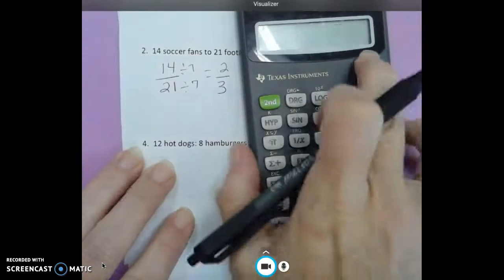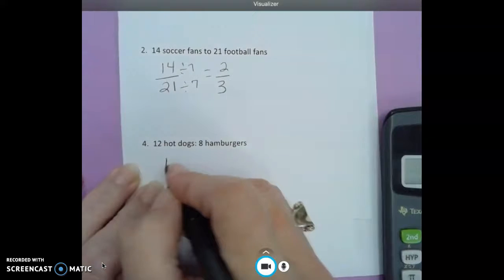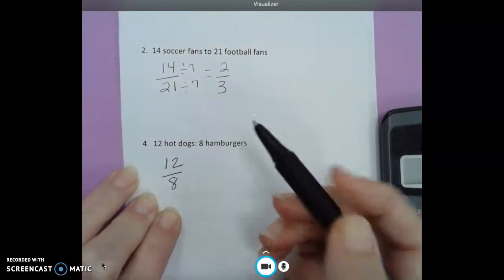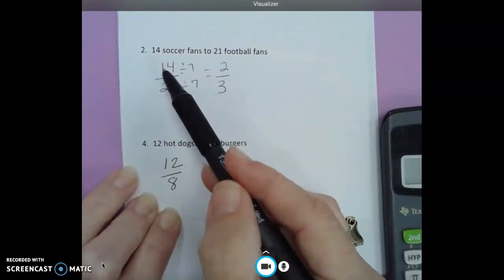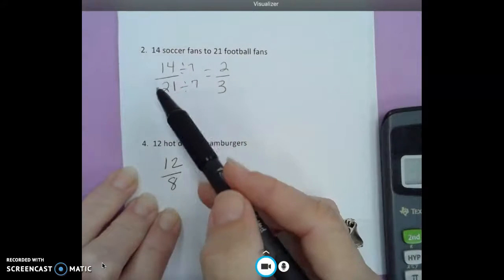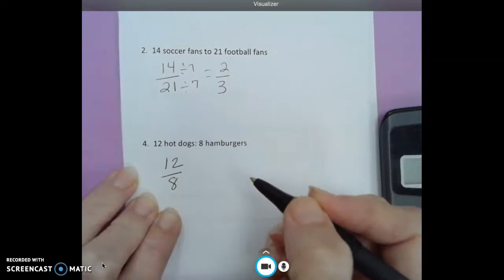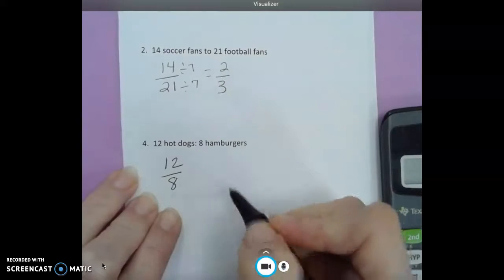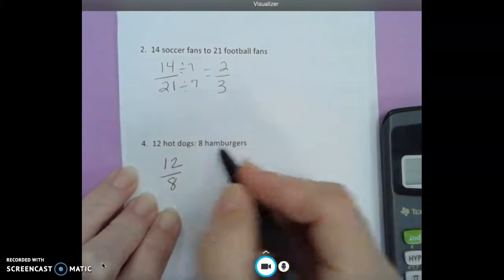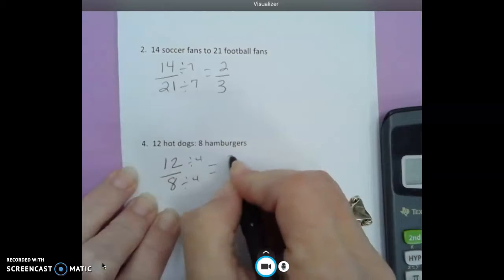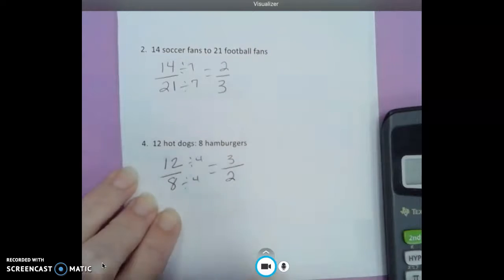Now, on to the next one. 12 hot dogs and 8 hamburgers. Now is when we get a little bit tricky, because these have all been, the big number has been on top and the little number on the bottom. But this time we've got the big number on top. Still divide. You can start with 2 or 4. I'm going to start with 4. And we get 3 over 2.